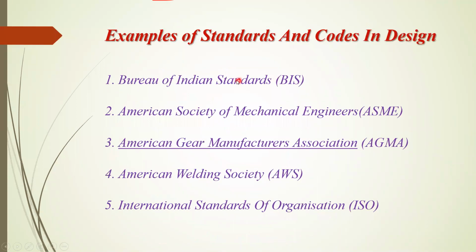Then here are some examples of the standards and codes in the design. First is Bureau of Indian Standard, BIS. Then American Society of Mechanical Engineers, ASME. That ASME, as I discussed, is used for the designing of shaft. These are the ASME codes. Then American Gear Manufacturers Association, AGMA, is also used for the gear manufacturing process. Then American Welding Society, AWS, and International Standard ISO, which we are all familiar with, International Organization for Standardization, ISO. These are very much used standards, that is ISO.